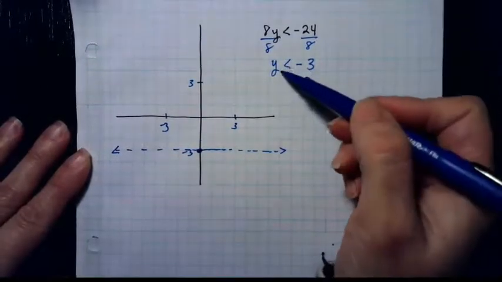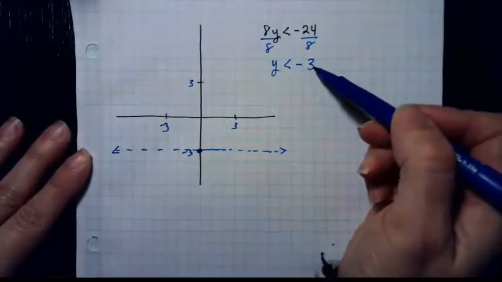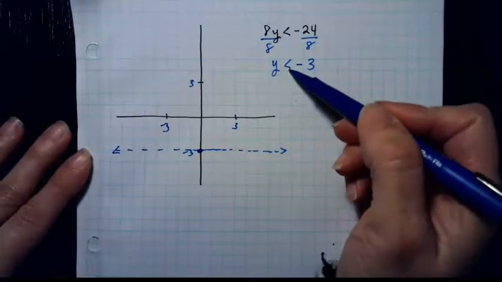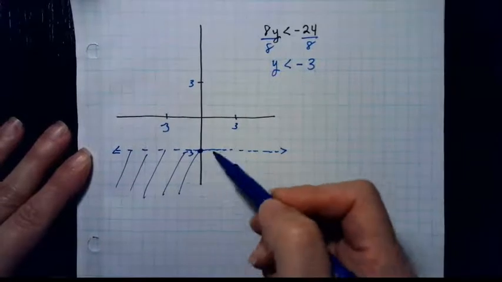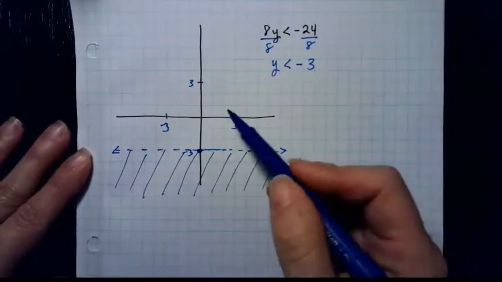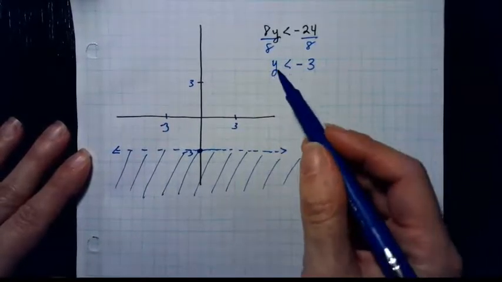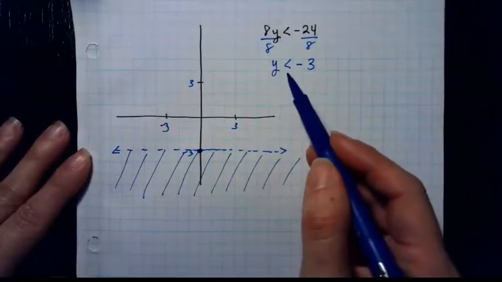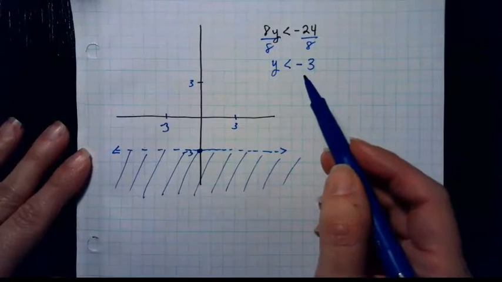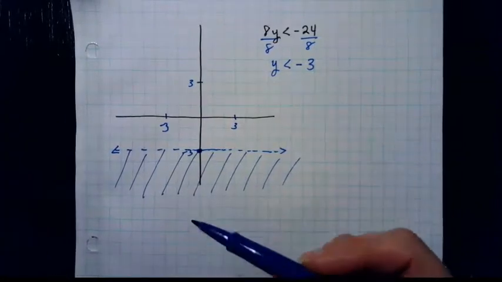All right, so here y is less than -3. Where are all the points that have a y value smaller than -3? Well, they all live down here. And again, you could choose a test point. If you want to pick 0, 0, you're only plugging in 0 for the y. So 0 is not less than -3. That would be false. So you would be shading on the opposite side.